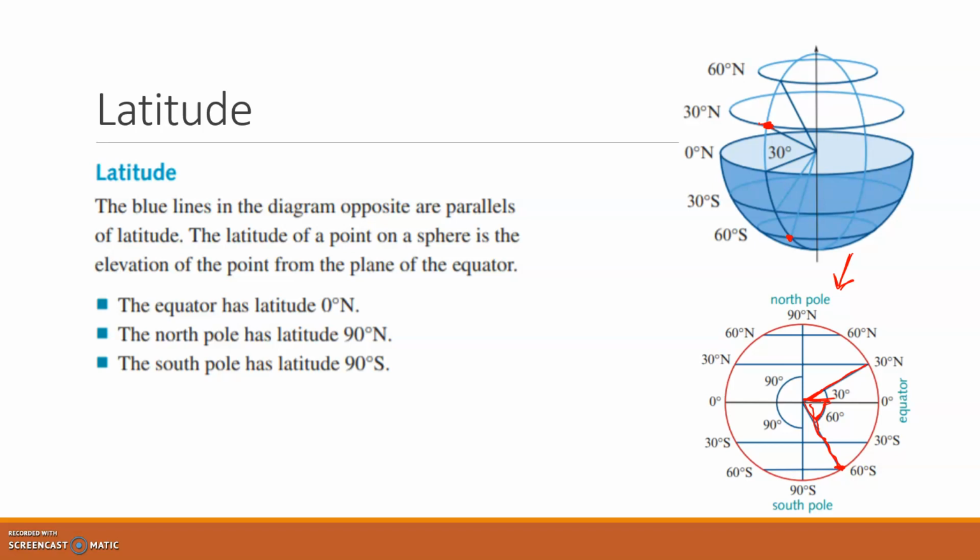Okay, so the equator has a latitude of 0 degrees, and then every point above or below that has a latitude which tells you how many degrees it is offset from the equator.